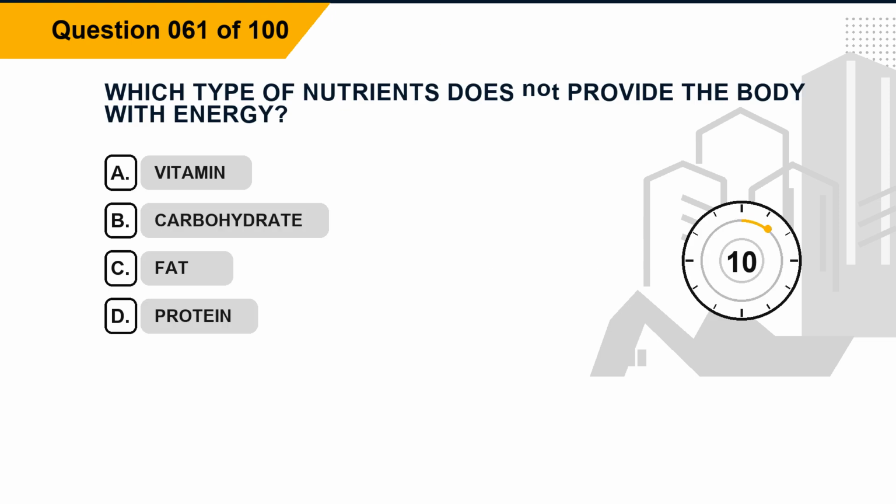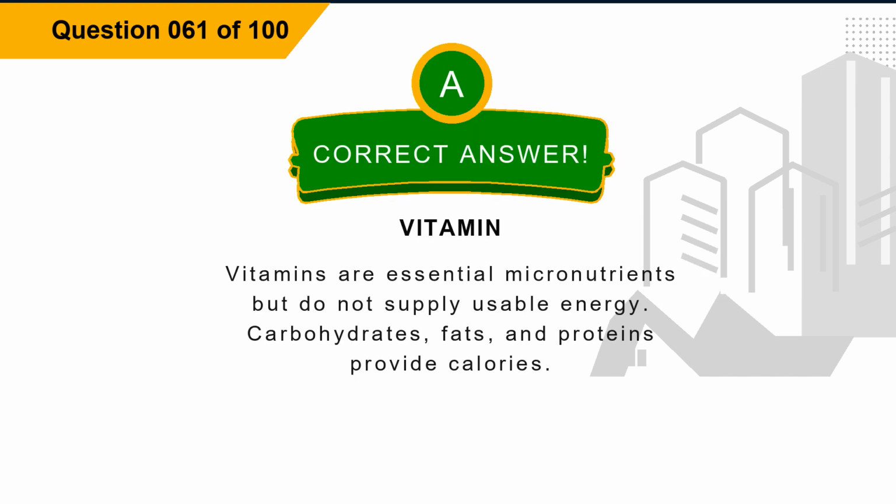Question 61. Which type of nutrients does not provide the body with energy? Option A, vitamin. Option B, carbohydrate. Option C, fat. Option D, protein. The correct answer is option A, vitamin. Explanation: vitamins are essential micronutrients but do not supply usable energy. Carbohydrates, fats, and proteins provide calories.